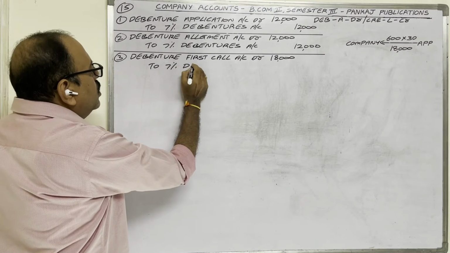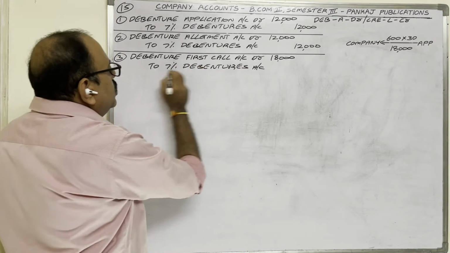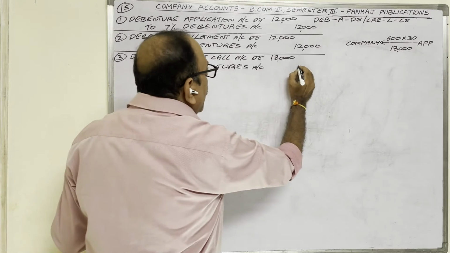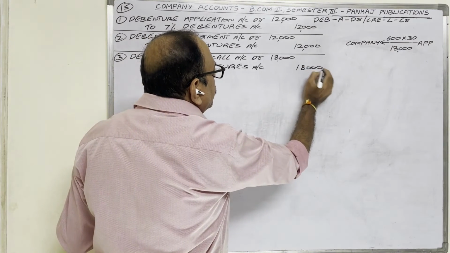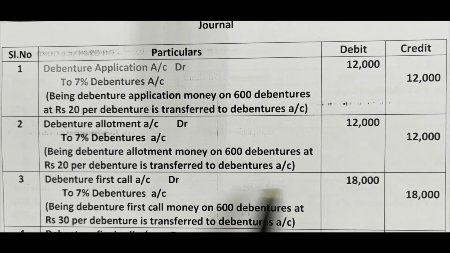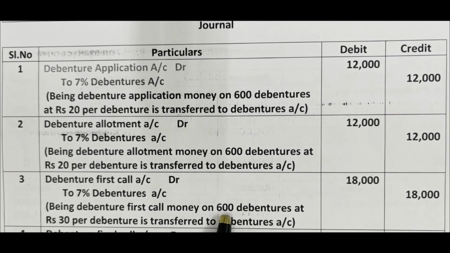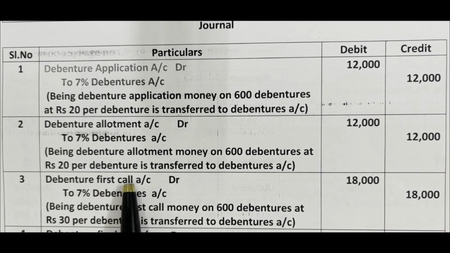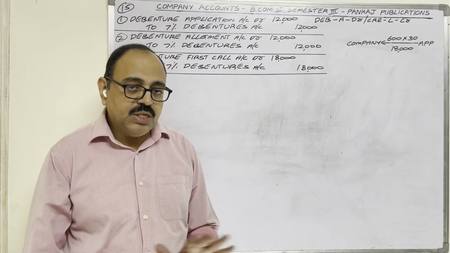Therefore, credit 7% debentures account, amount same 18,000. Third entry, debenture first call account debit to 7% debentures account, 18,000 rupees. On 600 debentures at the rate of 30 rupees each, debenture first call money we are transferring to debenture account now. Mention that as a narration: Being debenture first call money on 600 debentures at 30 rupees per debenture is transferred to debenture account. Debenture first call related entries are completed.